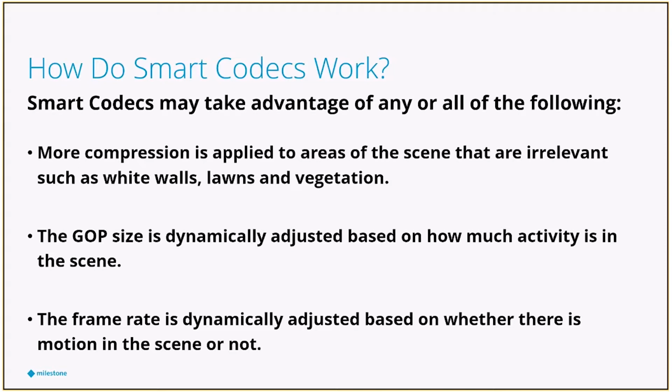And then the last one is that the frame rate can be dynamically adjusted based on whether there's motion in the scene or not. If there's no motion going on, it can drop the frame rate down, and as soon as motion happens, it brings it back up, and it's all handled on the camera side. Not all cameras do all of this. In fact, only one of them does all of this that I'm aware of, at least. But they vary in that regard.